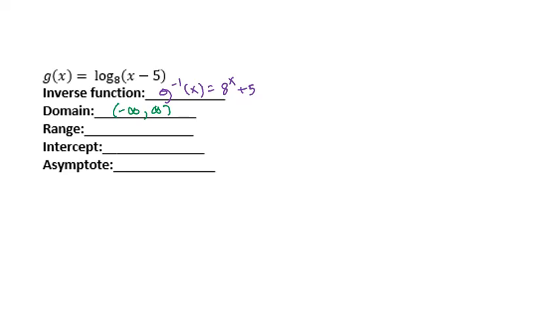The range will involve the asymptote. So let's go ahead and find out what the asymptote is. So notice that we have a plus 5 here. So this indicates that we're taking all the y values of 8 to the x, and we're moving them all up 5. So 8 to the x has an asymptote at y equals 0. That means the asymptote of this one is just going to be y equals 5. So in other words, this value will tell us what the asymptote is.